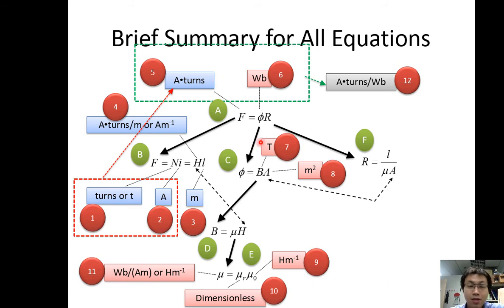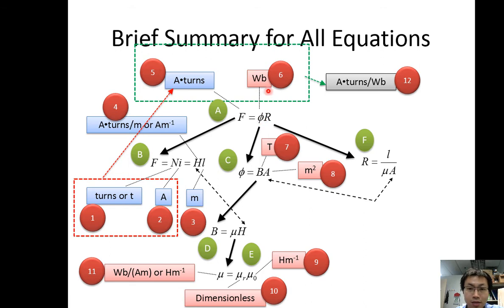Then another problem is, what about the units? It's very confusing, right? So we go to the lowest level first. See number 1, N is turns, I is ampere, so we have turns with an ampere. Number 3, this is L in meter. Then we need to find H. H is turns times ampere divided by meter, so ampere turns divided by meter, or ampere meter minus 1. Okay, 1, 2, 3, 4. Then we go back to F, number 5. What is the unit of F? F is turns times ampere, so we have ampere turns.